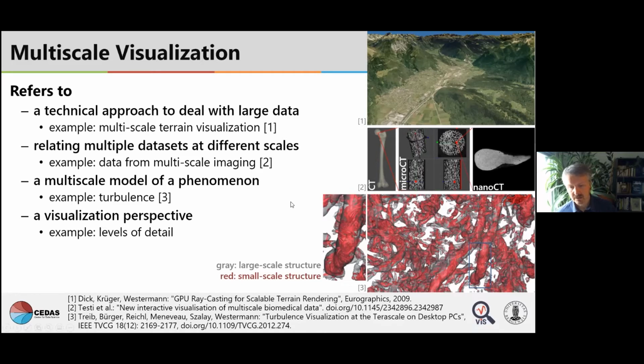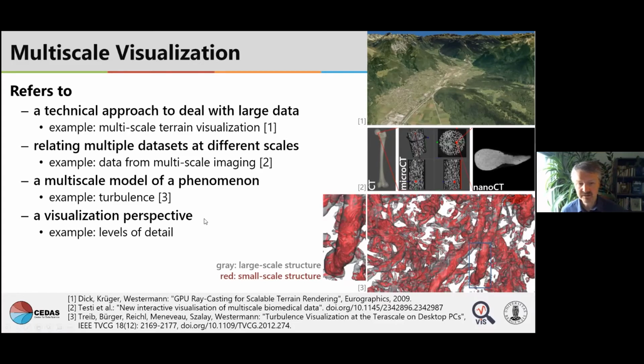Here's a nice example from a publication of the group in Munich, Rüdiger Westermann and colleagues, where they show two different scales in a turbulent flow. In gray, you see a larger scale, and then in red, you can see a more detailed, smaller scale level of this turbulence structure in this flow.